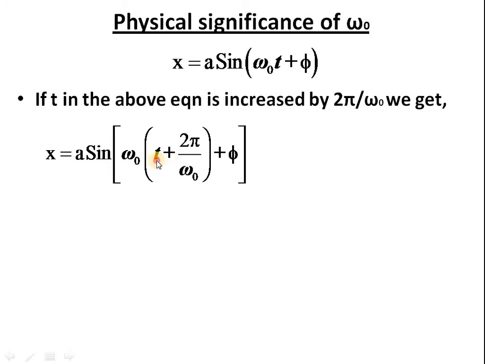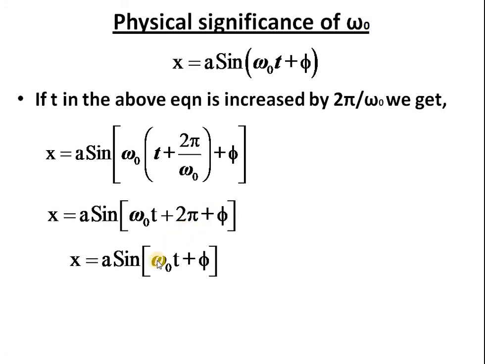So if you expand it, what can you see? When you expand it, you will see that it is equal to a sin(omega 0 t plus 2 pi, omega 0 cancels, plus phi). And you know, whenever you add 2 pi to any sinusoidal function, the result will be again the same sinusoidal function, a sin(omega 0 t plus phi).